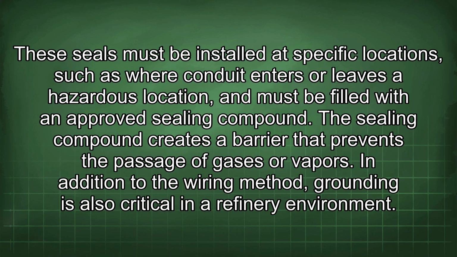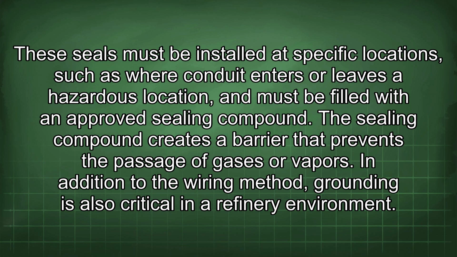These seals must be installed at specific locations, such as where conduit enters or leaves a hazardous location, and must be filled with an approved sealing compound. The sealing compound creates a barrier that prevents the passage of gases or vapors.